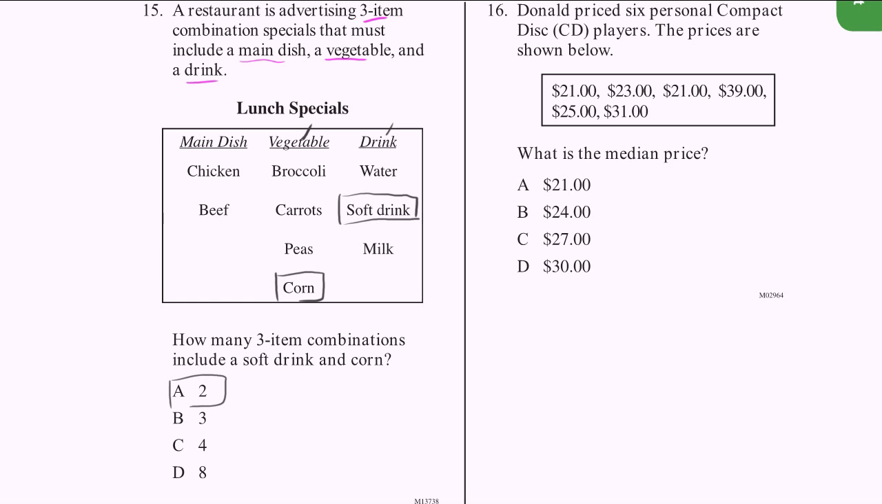Just to make sure you understand that, what are the 2 combinations, just to make it explicit? Well, one combination is chicken, corn, and soft drink, right? They're forcing the corn and the soft drink on us. And then the other combination is beef, corn, and soft drink. That's the second combination because they're forcing the corn and the soft drink on us. So there's 2 combinations. But the way I just thought about that is the vegetable and the drink have been constrained for us, so you could ignore them. And so how many combinations of main dishes are there? Well, there's 2. I just counted them, chicken and beef.